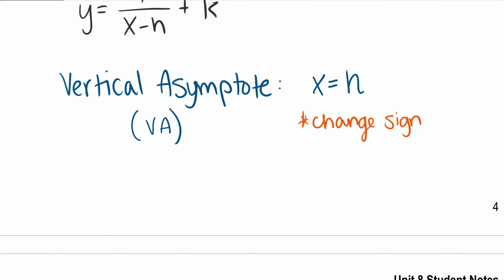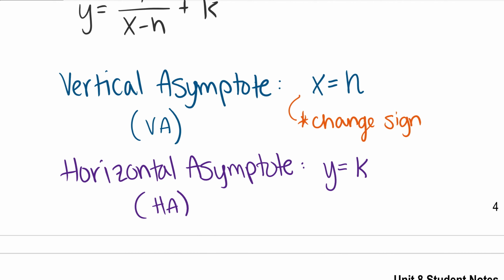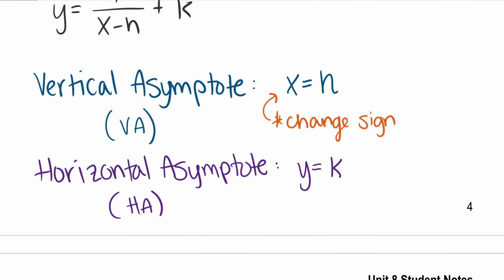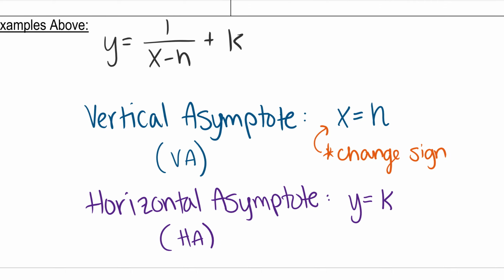Okay? And then my other one, if I'm not vertical, it's horizontal. So horizontal asymptote, which I abbreviate with HA, that one would give me y equals k. So let me specify. You only change h, you don't change k. So again, those rules have not changed. Just the function looks different, that's it. So now we want to write. We're going to be given the 2 asymptotes, and we have to write the equation.